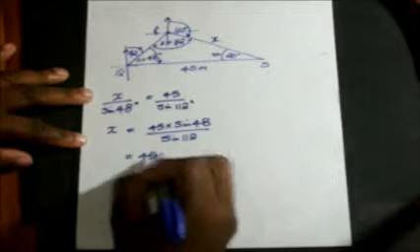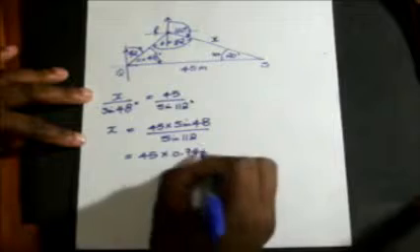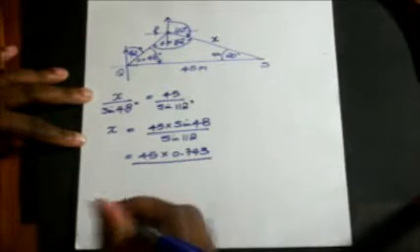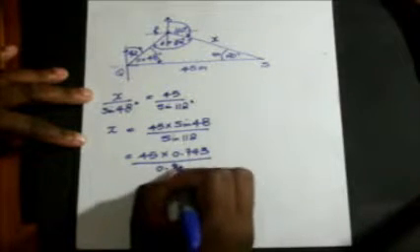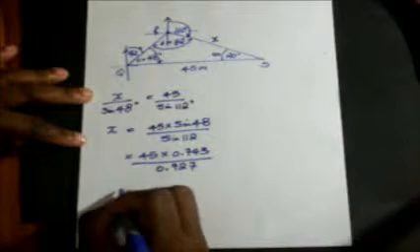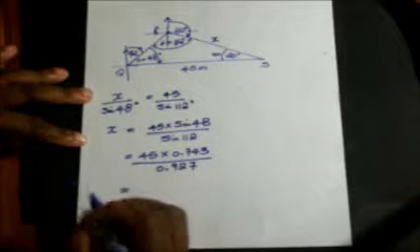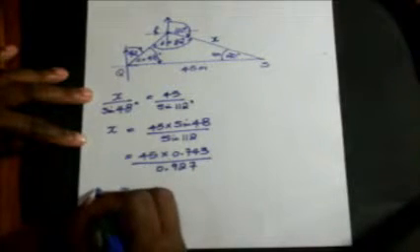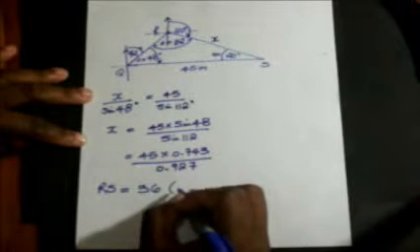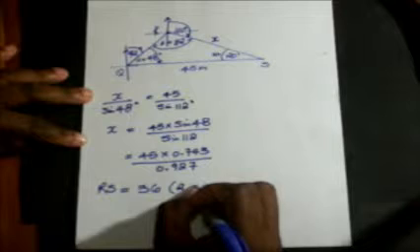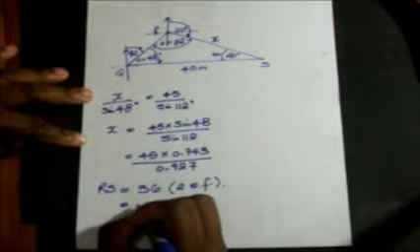This is 45 times 0.743, that is sine 48 to 3 significant figures, divided by 0.927. Ladies and gentlemen, if we calculate this out, just throw all of this into your calculator, we get the value of X, which is RS, to be equal to 36, to 2 significant figures. That is actually 36 meters.